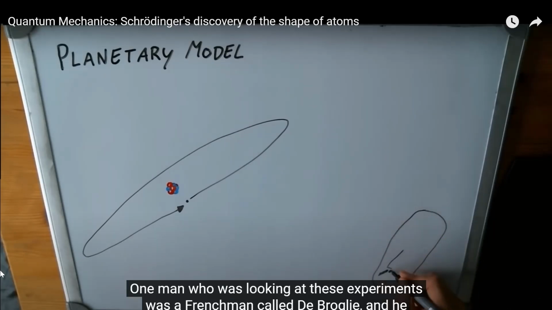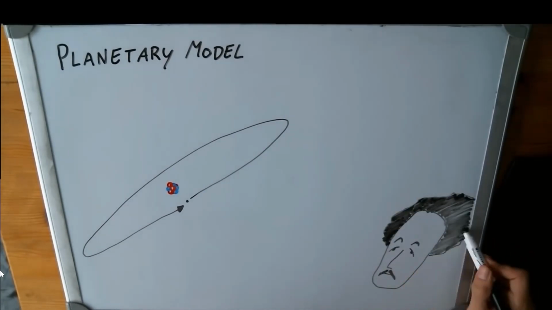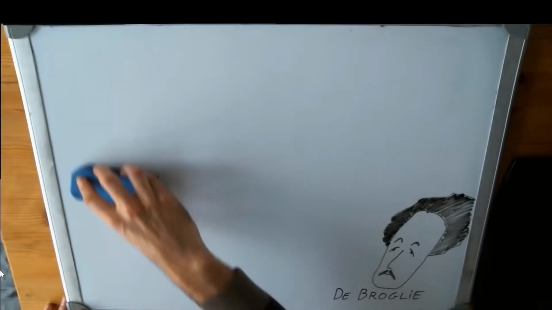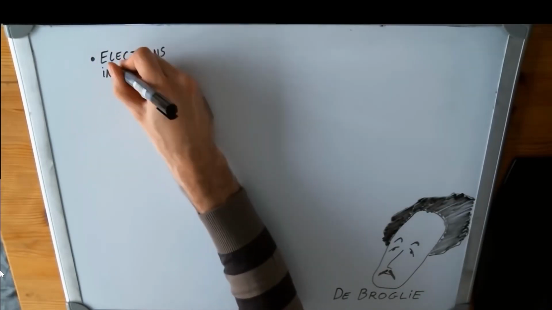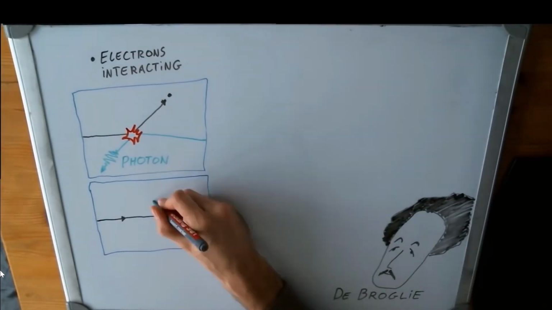And they did. One man who was looking at these experiments was a Frenchman called de Broglie, and he was noticing something very interesting. He found that when electrons were forced to interact with matter, either through some physical process or by hitting a detector.